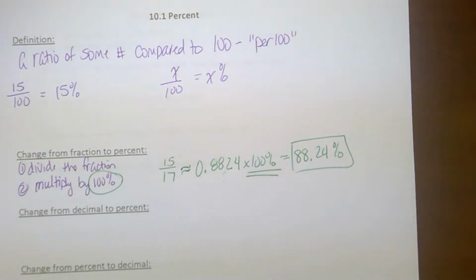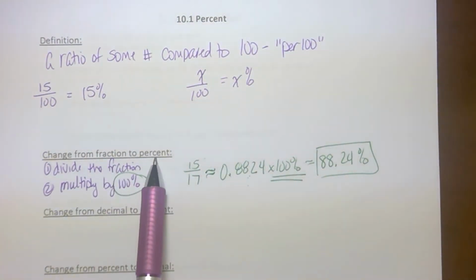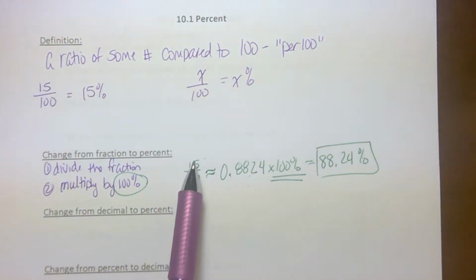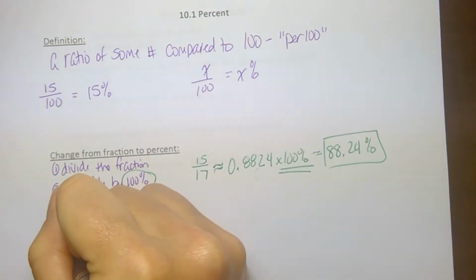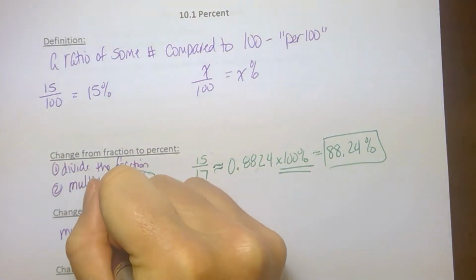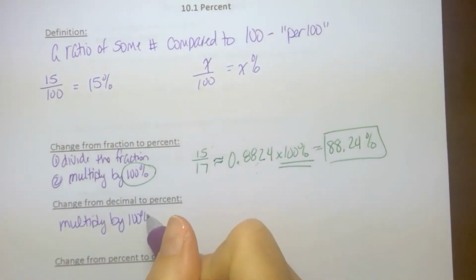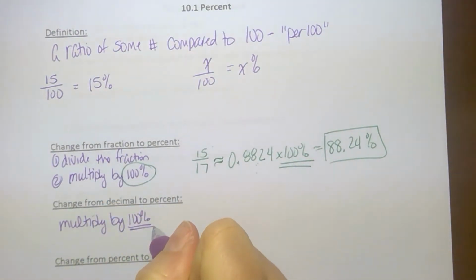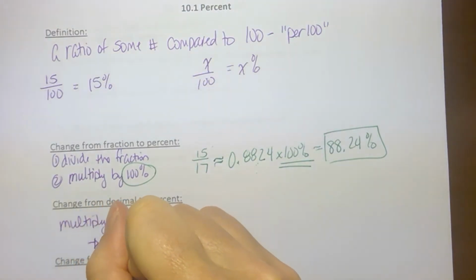Changing decimal to percent. That is this piece right here. So we went from fraction to percent. We did 2 steps. Decimal to percent is just that 1 step. To change a decimal to percent, we just multiply by that 100%. That action, multiplying by 100%, moves our decimal 2 places to the right.